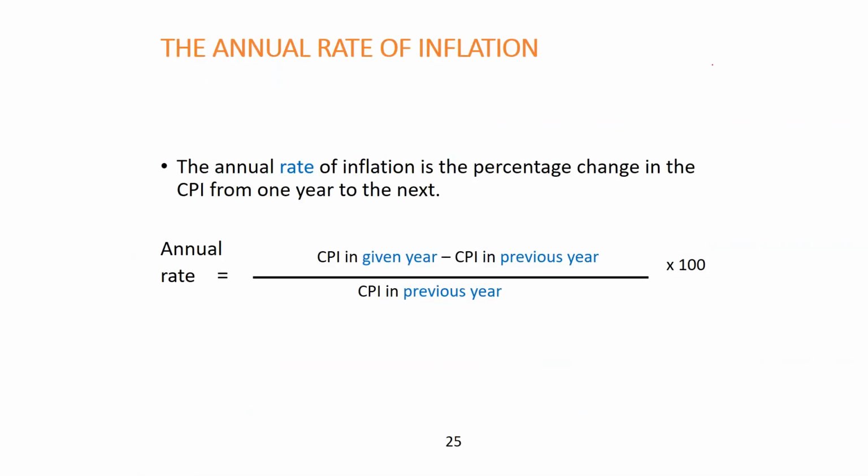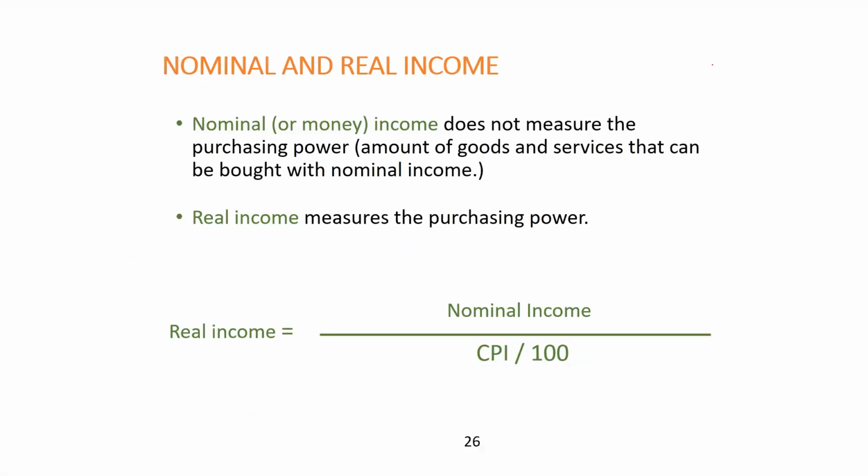Rate. Remember, the word rate relates to the gradient, to what extent the change is, by how much. So the CPI of a given year minus the previous year's, divided by the previous year's, times 100 gives you the inflation rate. And that's the common term that you hear, that the inflation rate is 2% or 3%.